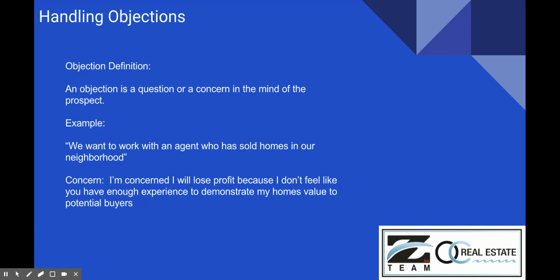So first, let's define what an objection is so that you know the context of what I'm talking about here. An objection is a question or a concern in the mind of the prospect. Example: we want to work with an agent who has sold homes in our neighborhood. What do they really mean? What's the main concern there? I'm concerned I will lose profit because I don't feel like you have enough experience to demonstrate my home's value to potential buyers. So just remember, whenever a client gives you an objection, there's really a question or a concern floating around subconsciously for them that you want to identify and answer.